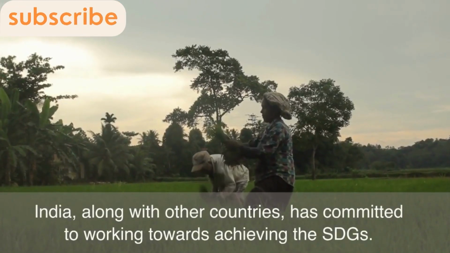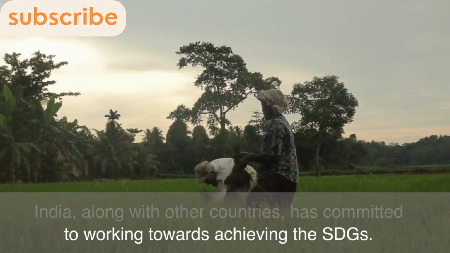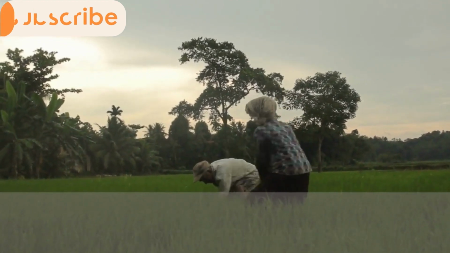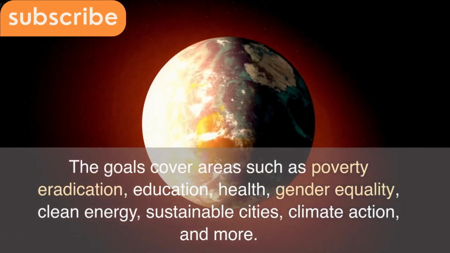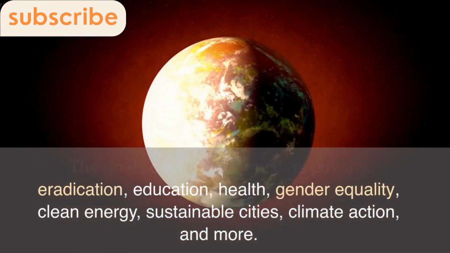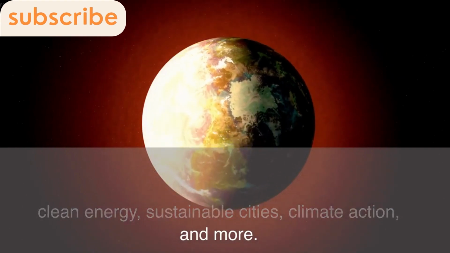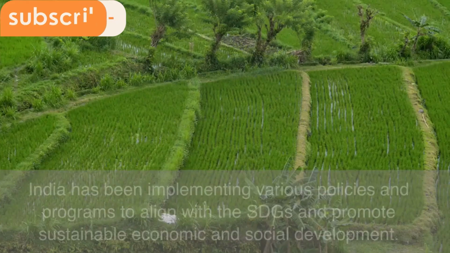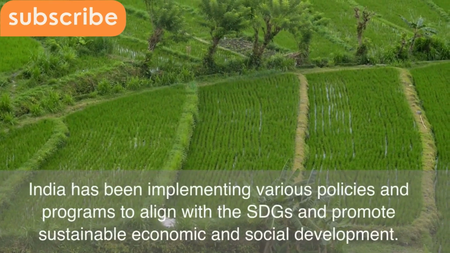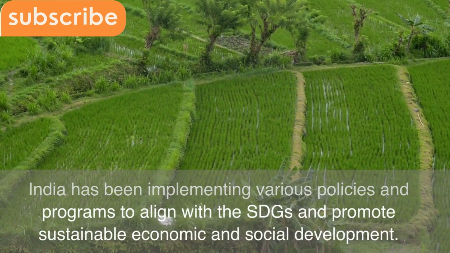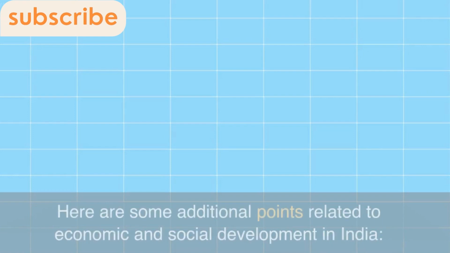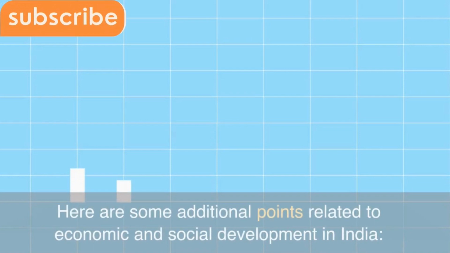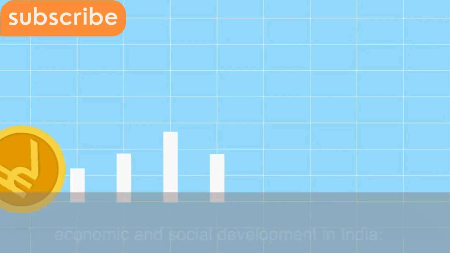India, along with other countries, has committed to working towards achieving the SDGs. The goals cover areas such as poverty eradication, education, health, gender equality, clean energy, sustainable cities, climate action, and more. India has been implementing various policies and programs to align with the SDGs and promote sustainable economic and social development. Here are some additional points related to economic and social development in India.